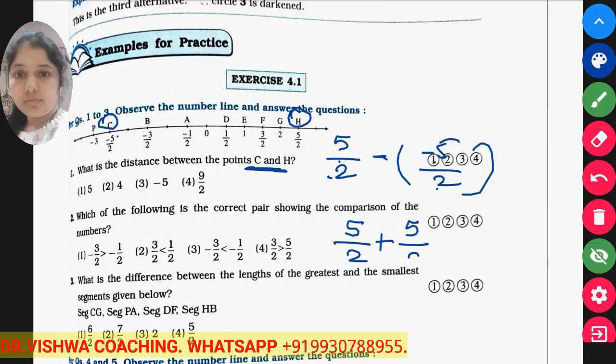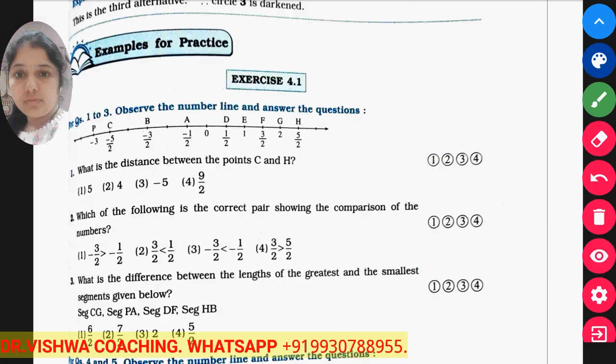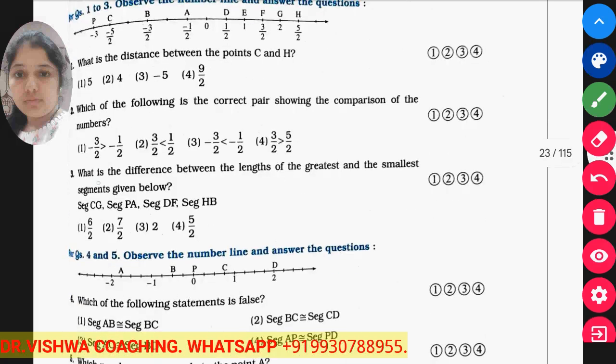So 8 divided by 2 is 4, and it becomes 5 by 2 each. So when we add, as the denominator is common, we just add the numerators. So it becomes 10 by 2, and 10 by 2 is equal to 5. So your answer is 5. So the distance between these 2 points is 5. Sorry, I said 5 by 8, but it is 5 by 2. Okay. Now the next one.